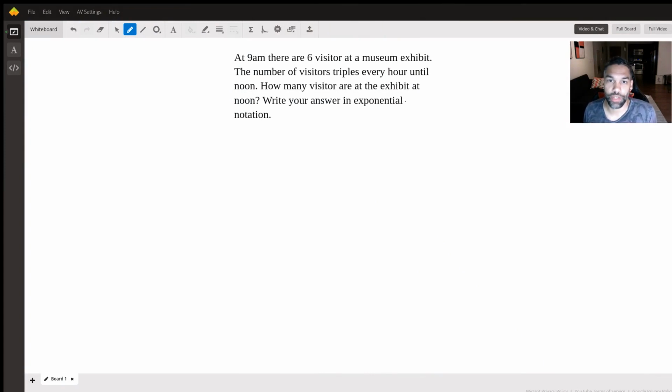I tutor a number of topics in mathematics here, but today we have this question posed by a user that says at 9 a.m. there are 6 visitors at a museum exhibit. The number of visitors triples every hour until noon. How many visitors are at the exhibit at noon? And we want to write our answer in exponential notation. In other words, our answer is going to have an exponent in there somewhere.